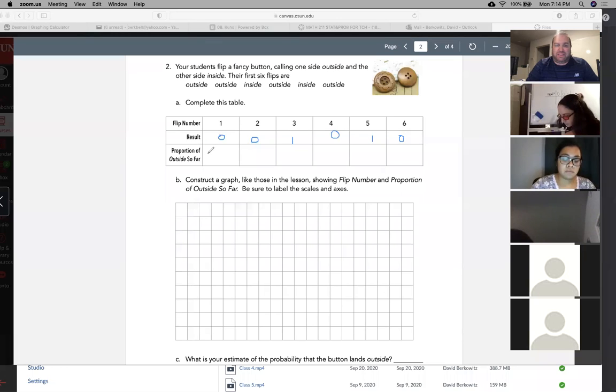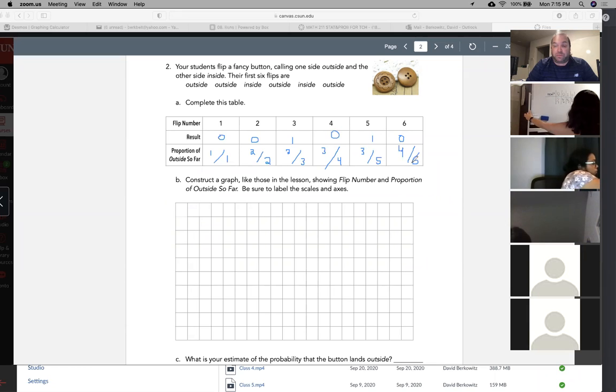How many outsides are there so far? 1 out of the 1 flip, 2 out of the 2 flips, still 2 out of the now 3 flips, now 3 out of the 4 flips, still 3 out of the 5 flips, and finally 4 out of the 6 flips were outsides. So 1 is 100%, 2 is 100%, 3 is 2/3, about there.